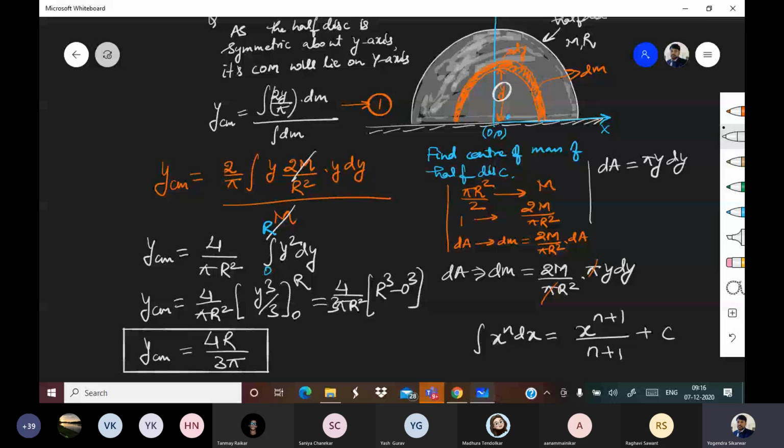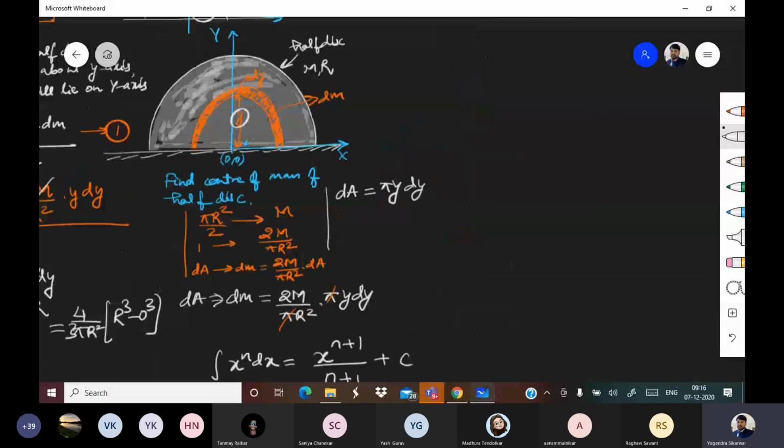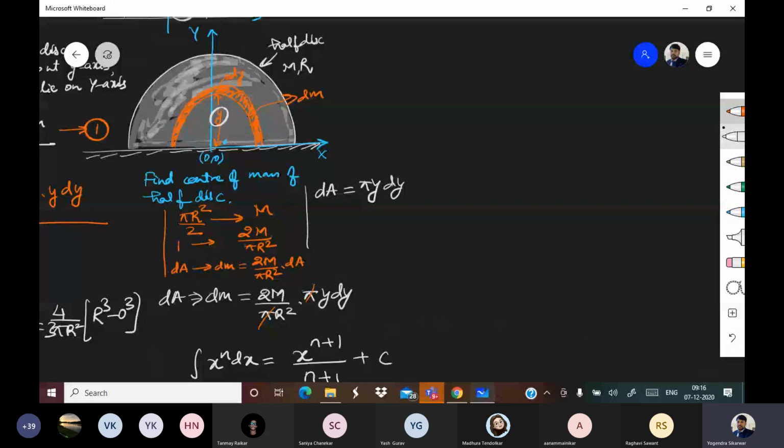Noted down, everyone? Understood? Okay. Now comes the question of the day. And the question says, sir, how this area of ring, which was like this, right? How this area dA is equal to, so I told that dA is equal to pi y dy, correct?